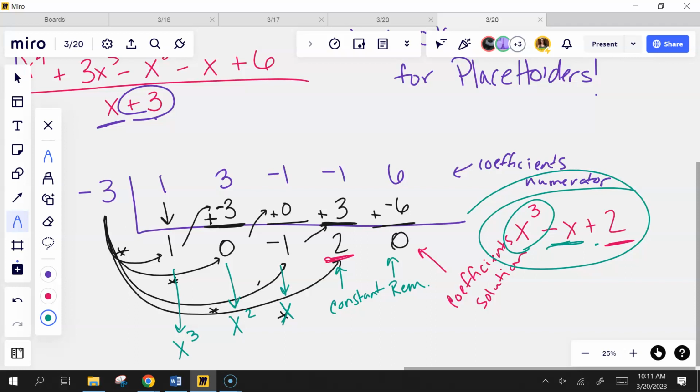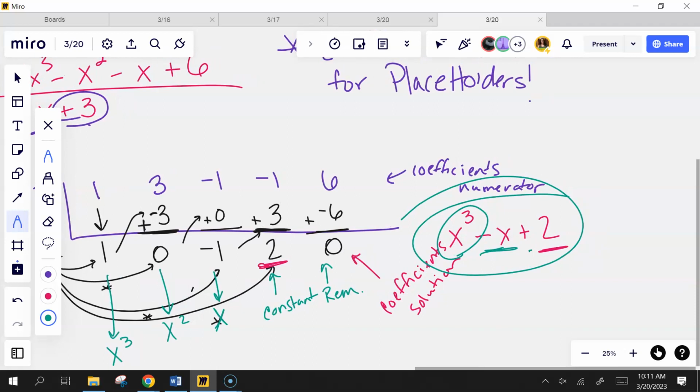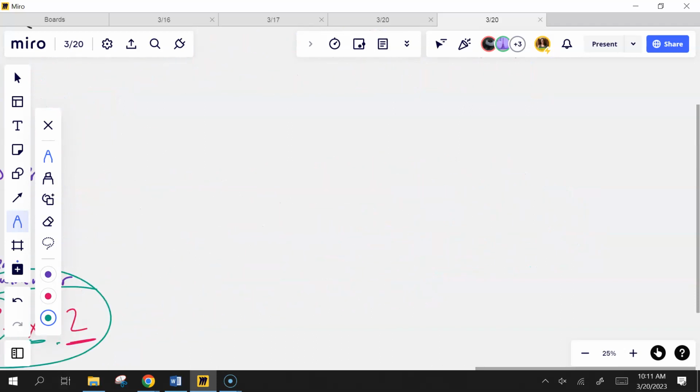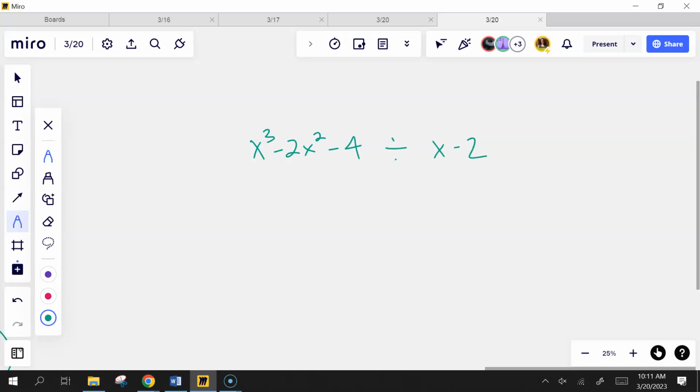All right, give me another one that you've done. Well, I'll give you one. Or you got one, BJ? Okay, give me one. X cubed minus 2x squared minus 4 divided by x minus 2. Can I use synthetic division here? Yes. What goes outside? Positive 2. That's exactly right. And then we got upside down. -2 and -4. No. Why? Oh wait, we need a 0.